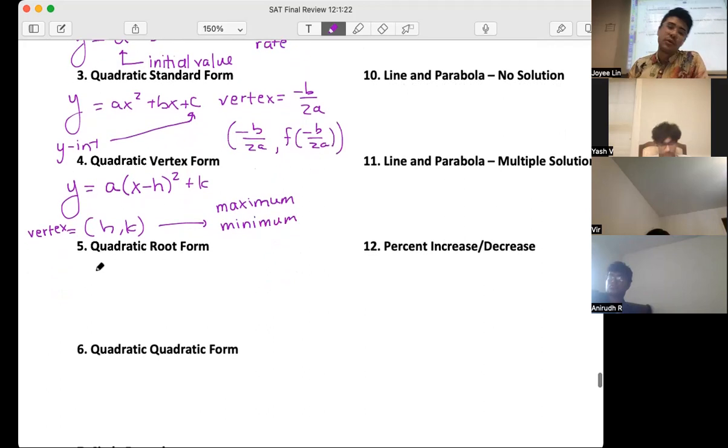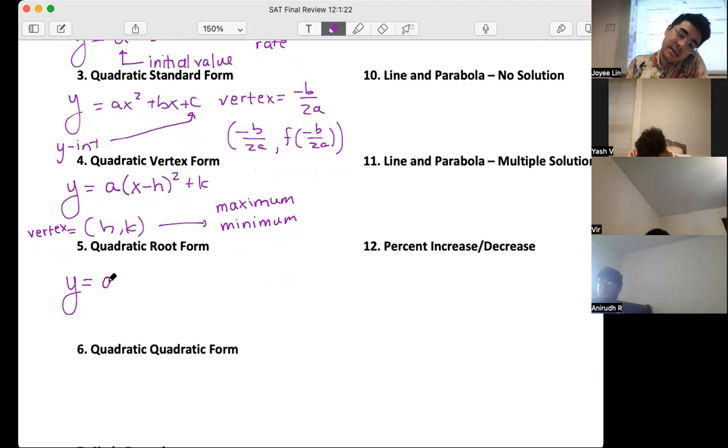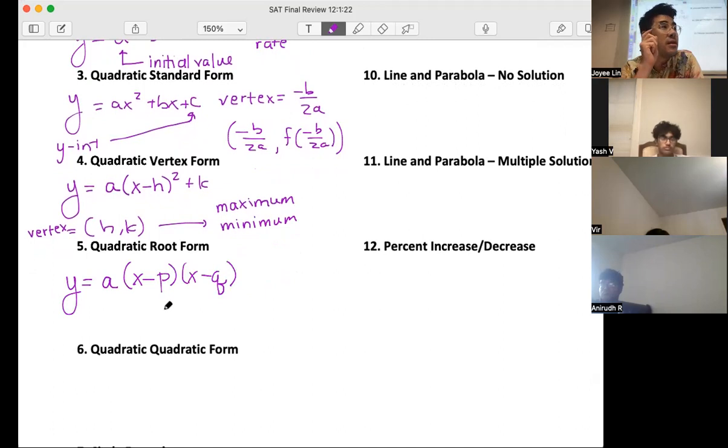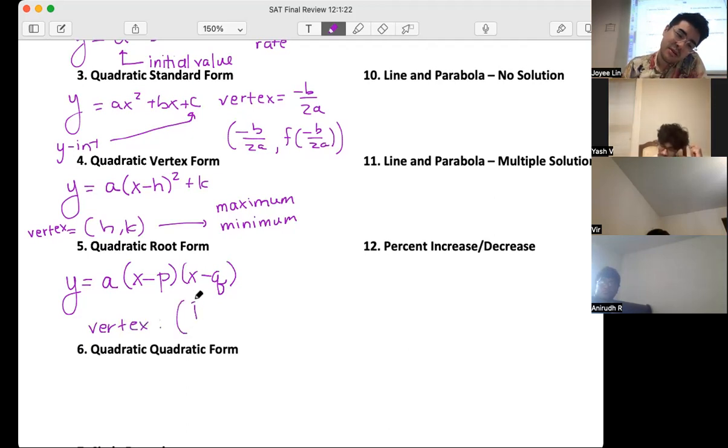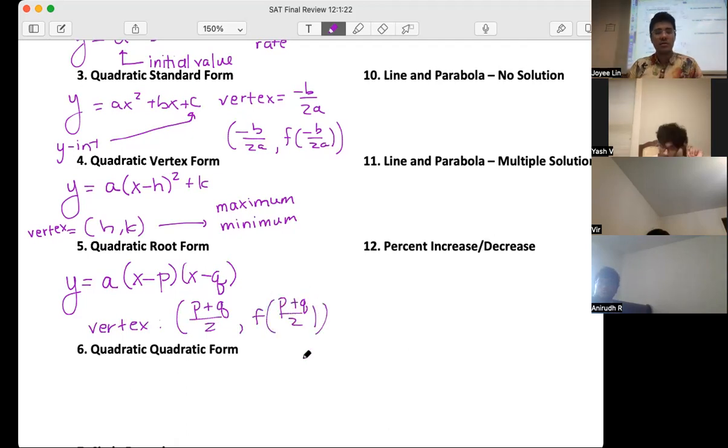What is the quadratic root form? X minus p, we'll do p's and q's, right? Mind your p's and q's. Right, from this you can determine the roots, the solutions, the intercepts, right? And then how do we find the vertex from here? Average of the two, right? P plus Q over 2, we average those, right? F of P plus Q over 2 to find the average of those.